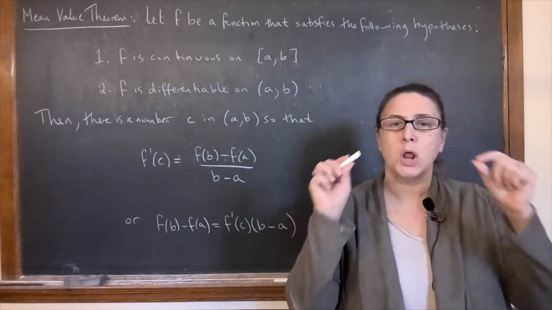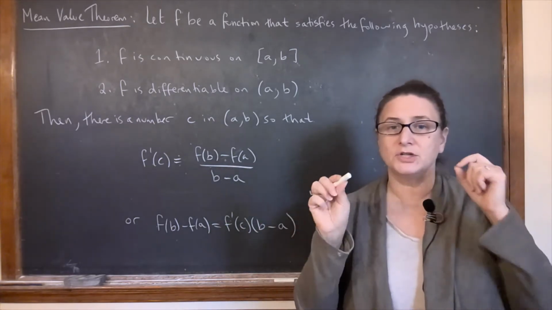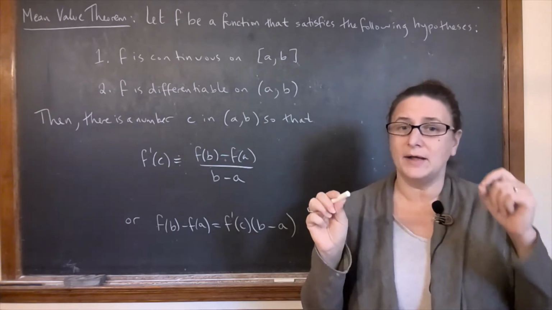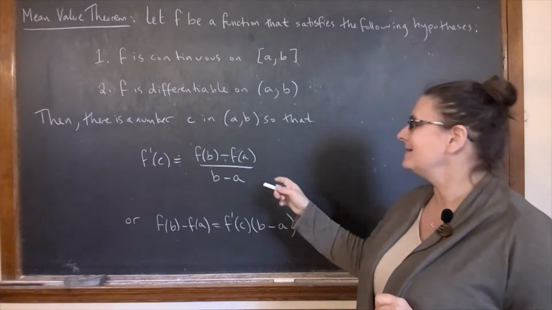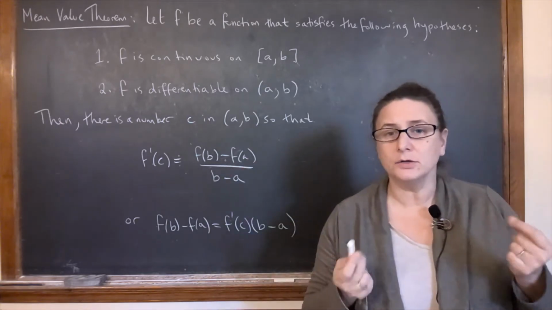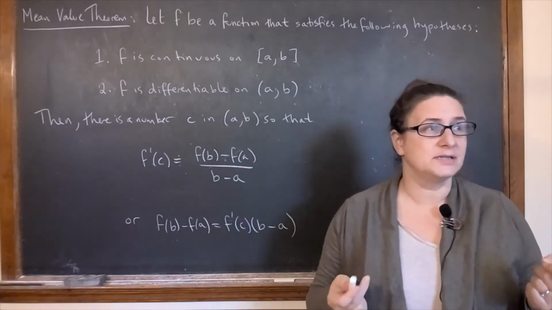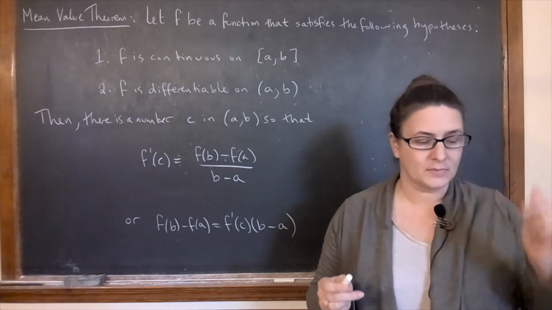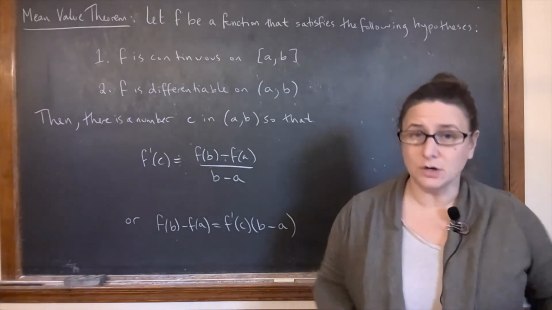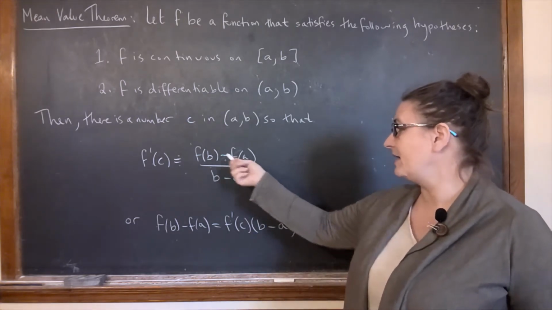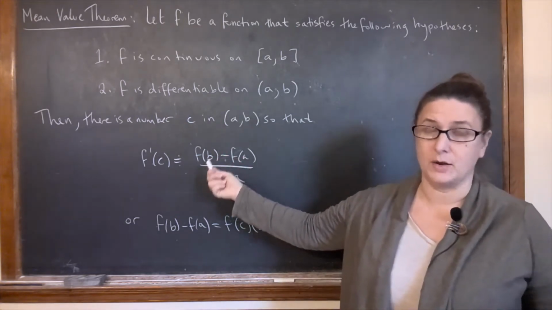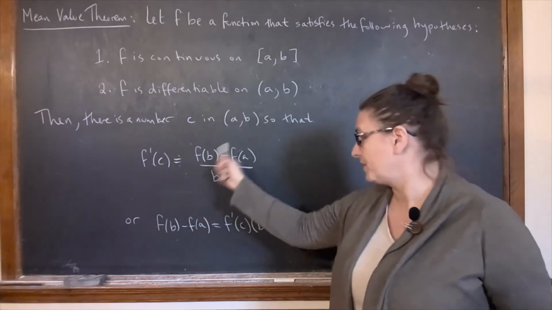But now I no longer have the restriction that the function has to have the same value at the two endpoints of the interval. So my conclusion then is more complicated. My conclusion is not, oh, therefore I must have a horizontal tangent. I don't necessarily have a horizontal tangent. If it happened to be that f of a and f of b were the same, then I would, of course, have a horizontal tangent because this whole thing would be 0.